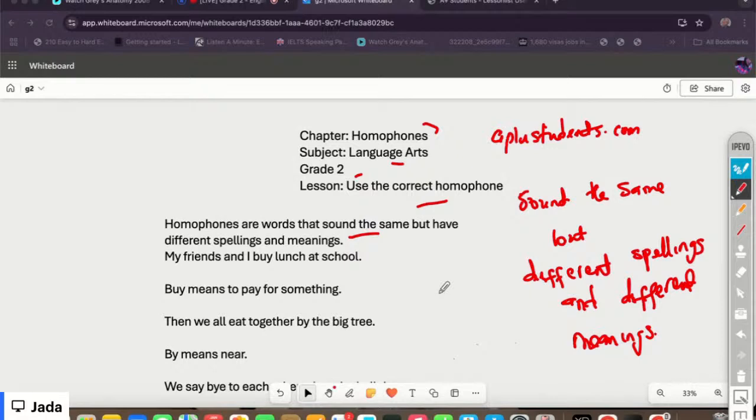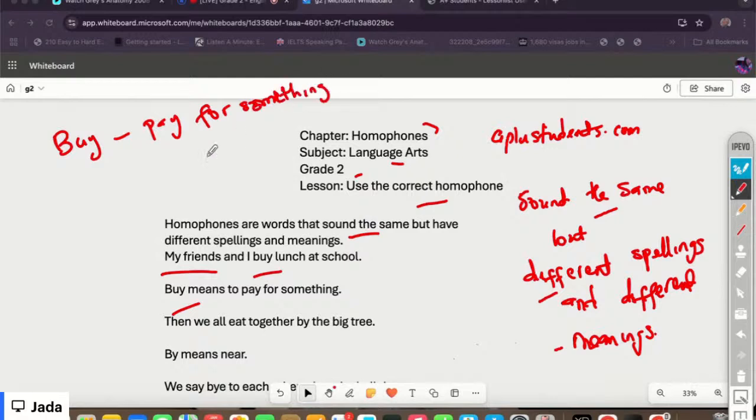Okay, so you need to note that the only thing for homophones is that they sound the same. Okay, the sound is going to be the same, but they have different spelling, different meaning. So we have an example here. My friend and I buy lunch. So we have buy, and buy means to pay for something. So when you pay for something after purchasing. And then we have the next one, by. Then we eat all together by the tree.